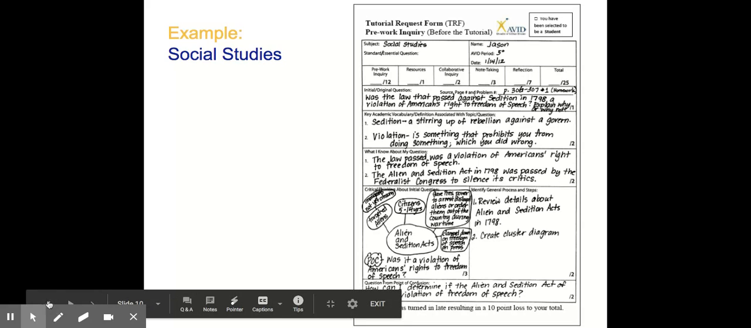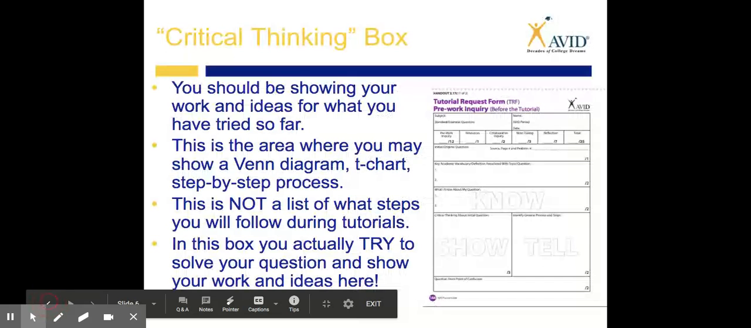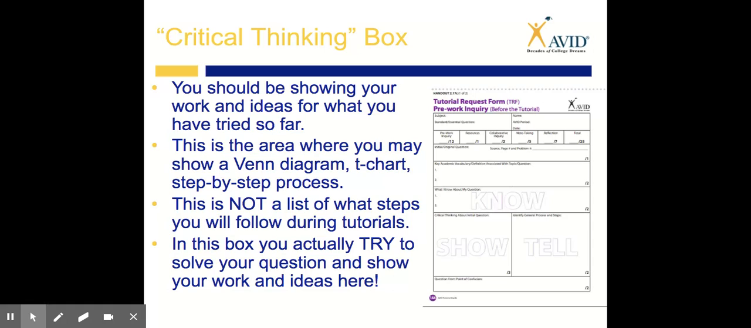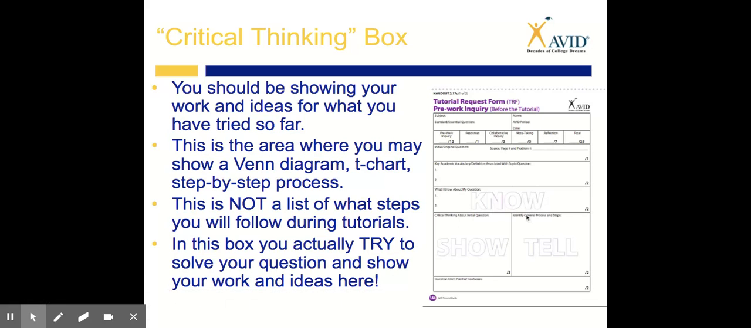All right, so I'm going to go back real quick. All right, so make sure you get this, this is not a list of what steps you will follow during the tutorials. All right. This is where you're actually trying to solve your question and show your work and ideas here. All right. And then over here, you'll see that identifying the tell box, identify general steps and processes. This is where you're just telling me what you did right here.